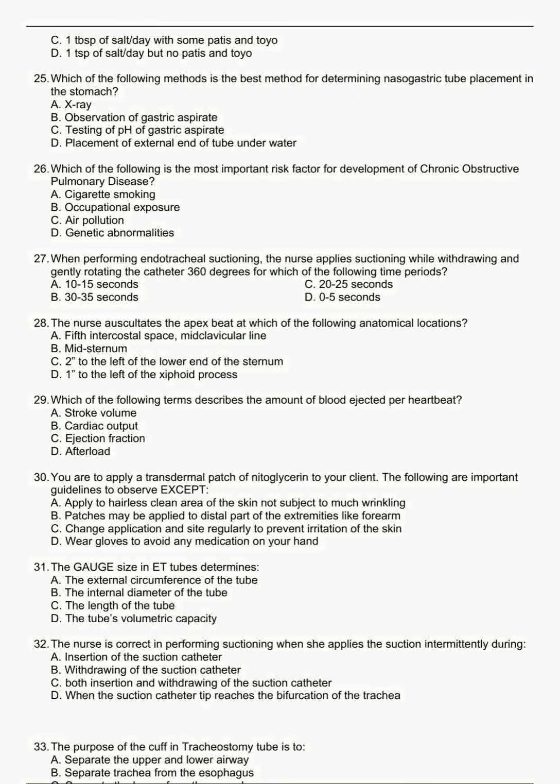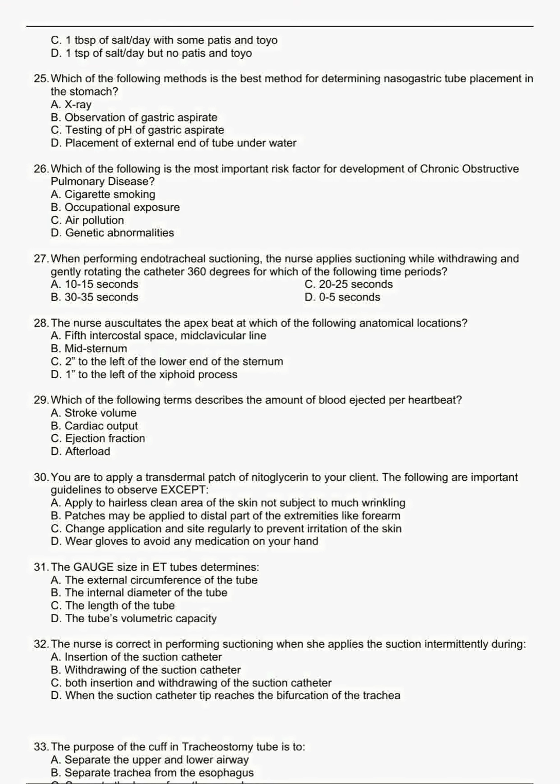25. Which of the following is the best method for determining nasogastric tube placement in the stomach? A. X-ray. B. Observation of gastric aspirate. C. Testing of pH of gastric aspirate. D. Placement of external end of tube underwater. 26. Which of the following is the most important risk factor for development of chronic obstructive pulmonary disease? A. Cigarette smoking. B. Occupational exposure. C. Air pollution. D. Genetic abnormalities.